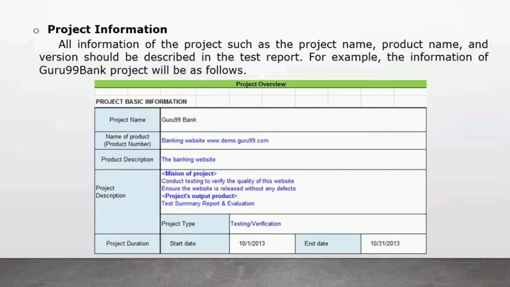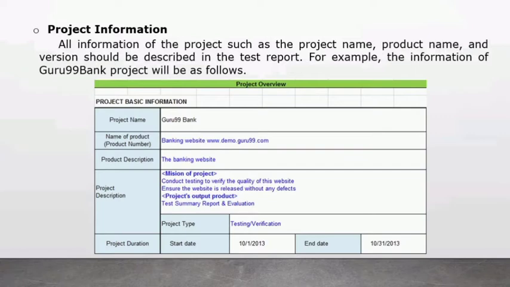For example, we have here the information of the Guru 99 Bank project that will follow. As we can see, we have here the project basic information, and the project name, which is Guru 99 Bank, name of product or product number, which is banking website, www.demo.guru99.com. We also have here the product description, which is the banking website.